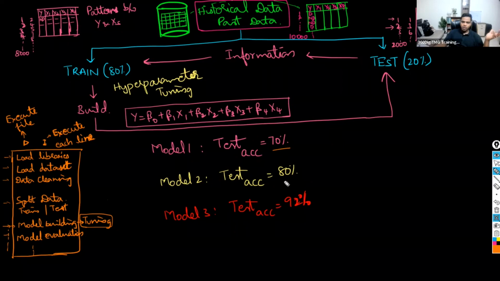Once again, say you got an accuracy of 80%. With this information, when you go back and tweak your hyperparameters and once again build your model, if you were to execute the complete file, once again you load the libraries, load the data set, data cleansing, split the data, build your model on the training data, and once again test it on the test data. So when you split that, you might end up getting altogether different observations in the training data set, and whichever observations are not part of training would be part of test.